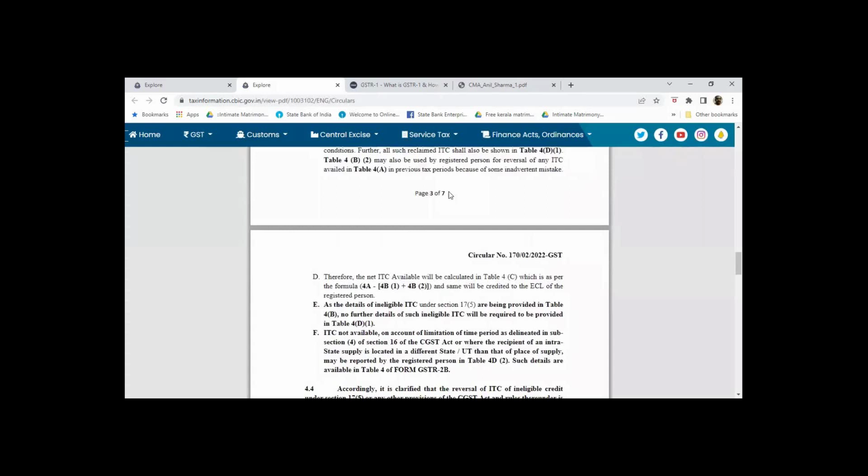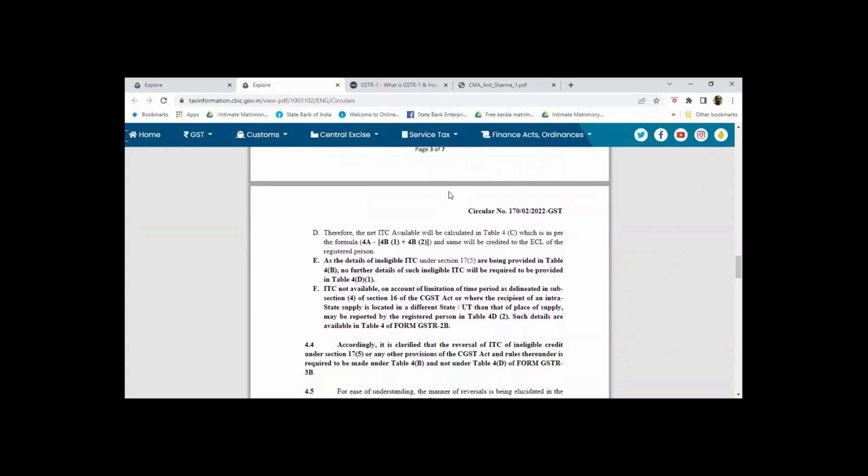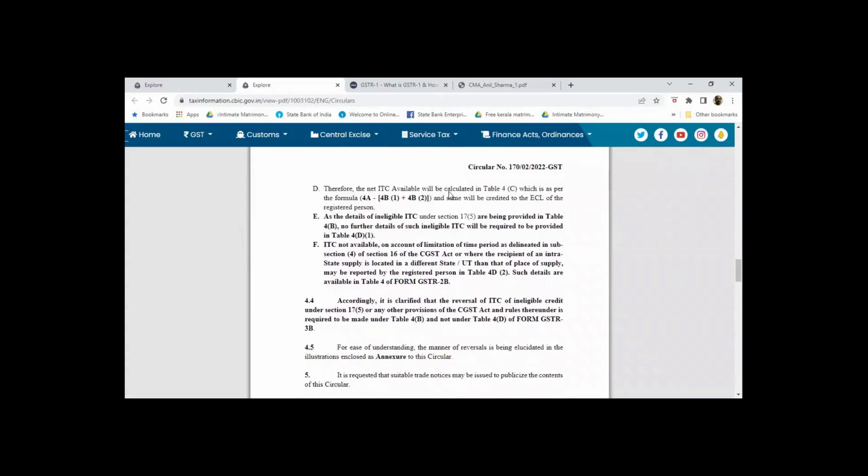Table 4B2 shall also be used by registered persons to reverse any ITC availed in table 4A in previous tax periods because of some inadvertent mistakes. Mistakes committed by the taxpayer in previous tax periods, the ITC can be reversed in table 4B2. The net ITC available will be calculated in table 4C, which is as per formula 4A minus the sum of 4B1 plus 4B2, and the same will be credited to the electronic credit ledger of the registered person.